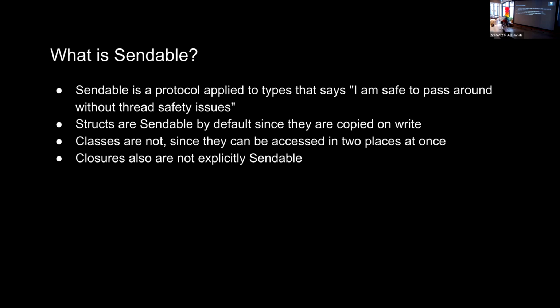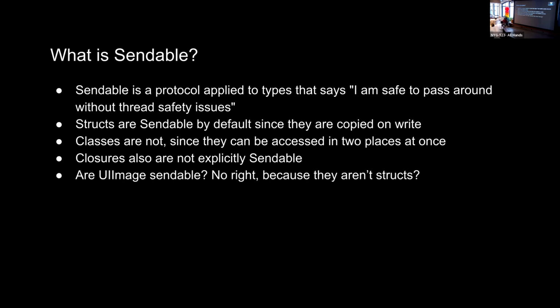Also I want to mention that closures themselves are not explicitly sendable. You could capture a class in a closure. There's syntax to mark a closure as sendable: right before you do the weak self, you can put an @Sendable to make it clear that everything in the closure needs to be sendable and checked by the compiler.